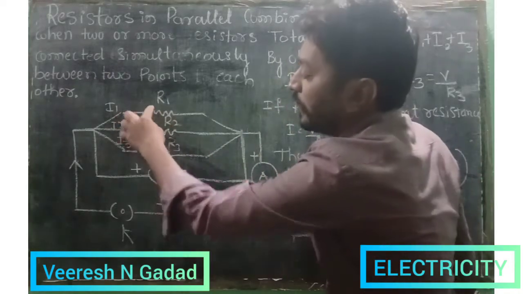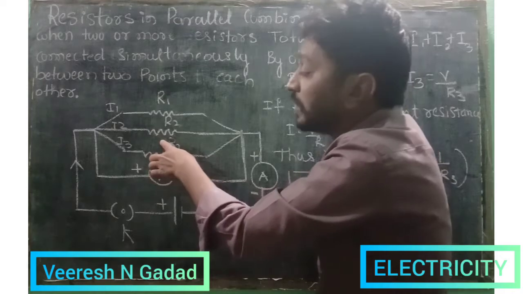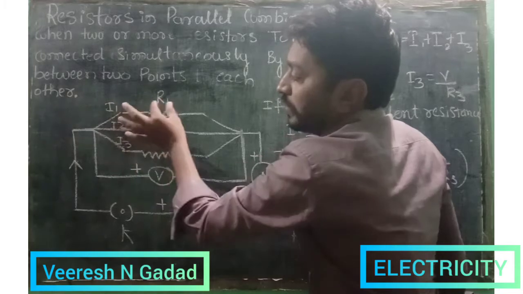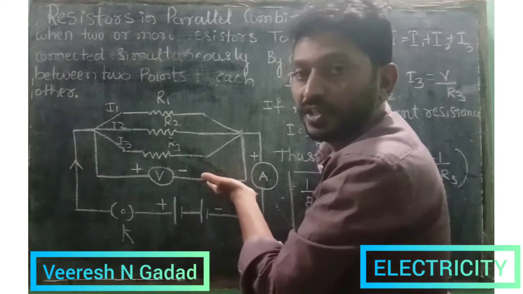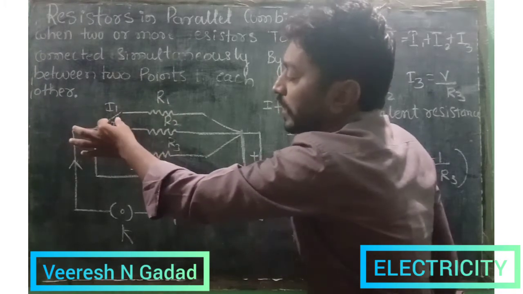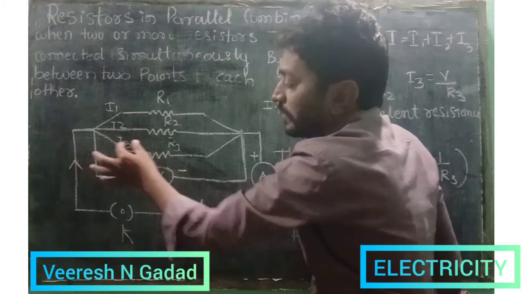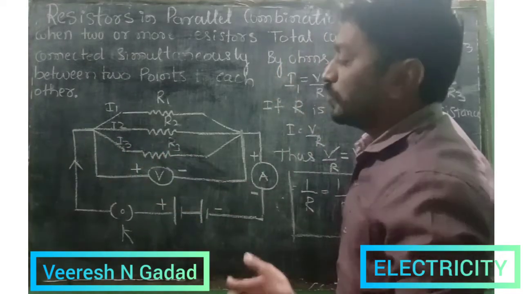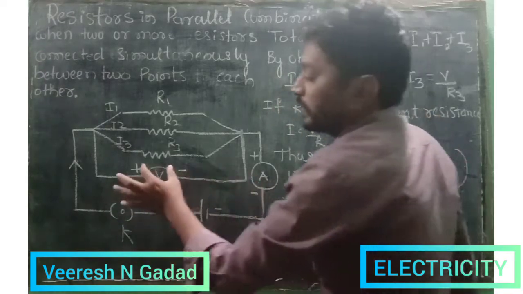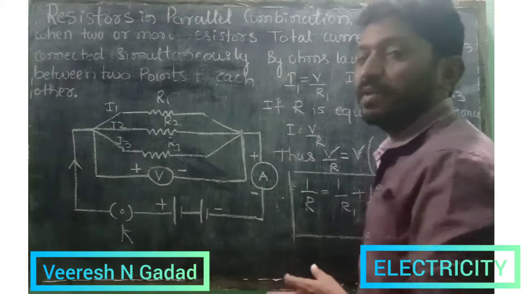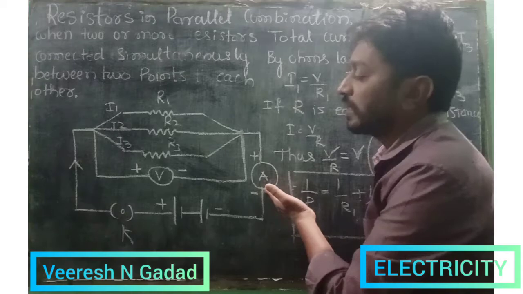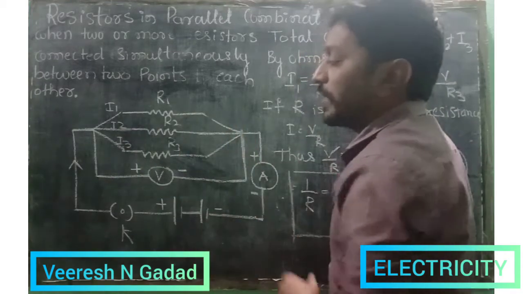Here R1, R2, R3 are the resistors in the circuit, and the current is different in the parallel combination. I1 is the current in resistor 1, I2 the current in resistor 2, I3 the current in resistor 3. As you know already, this is the key and battery, the ammeter and the voltmeter. The voltmeter is a device that measures the potential difference. The ammeter is a device that measures the electric current. So this is the schematic diagram.